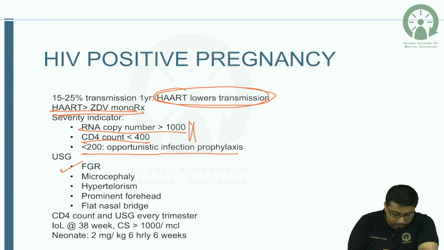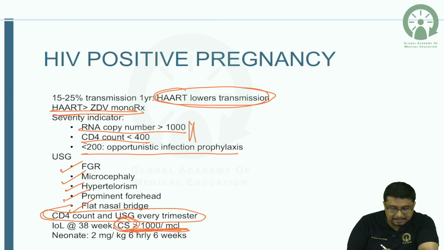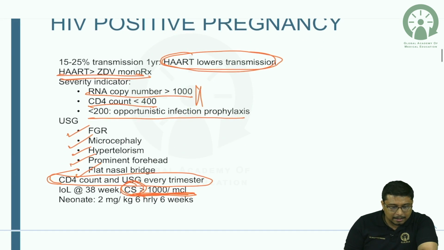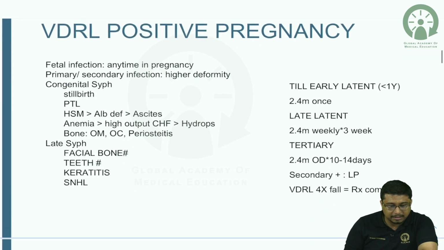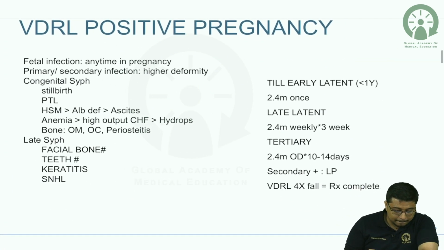So HIV can cause FGR, microcephaly, hypertelorism, prominent forehead and flat nasal bridge. Remember, CD4 count and USG to be done at least once in every trimester, and if copy number is high, that is more than 1000, we need to deliver by cesarean, because perinatal risk of transmission is very high. And once the neonate is born, the neonate is to be screened and treated adequately for HIV.